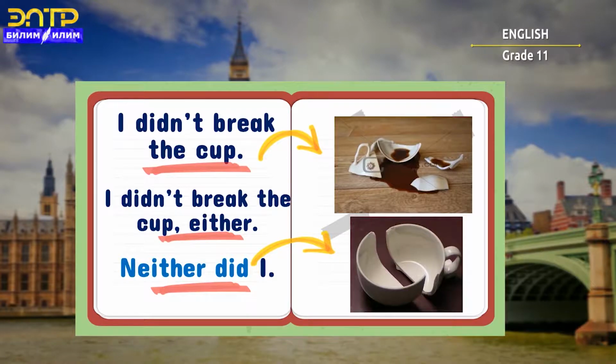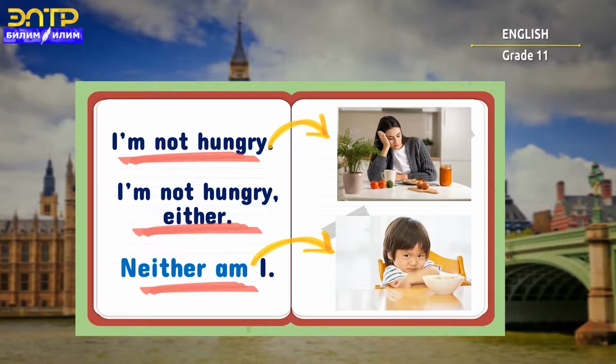We start with neither, and then the helping verb of the past simple, did, without not, because neither gives a negative meaning, and then I. Let's see another example. Look at this girl. She has some food in front of her, but she says, I'm not hungry. And look at this boy. He isn't hungry either, and he says, I'm not hungry either. Or he can say, neither am I, starting with neither, and then the helping verb am without not, because neither gives a negative meaning, and then I.